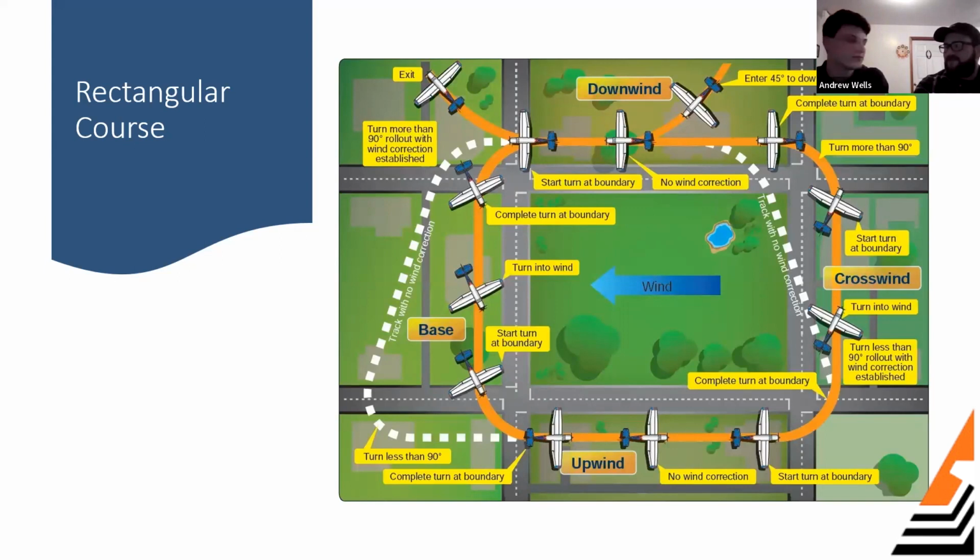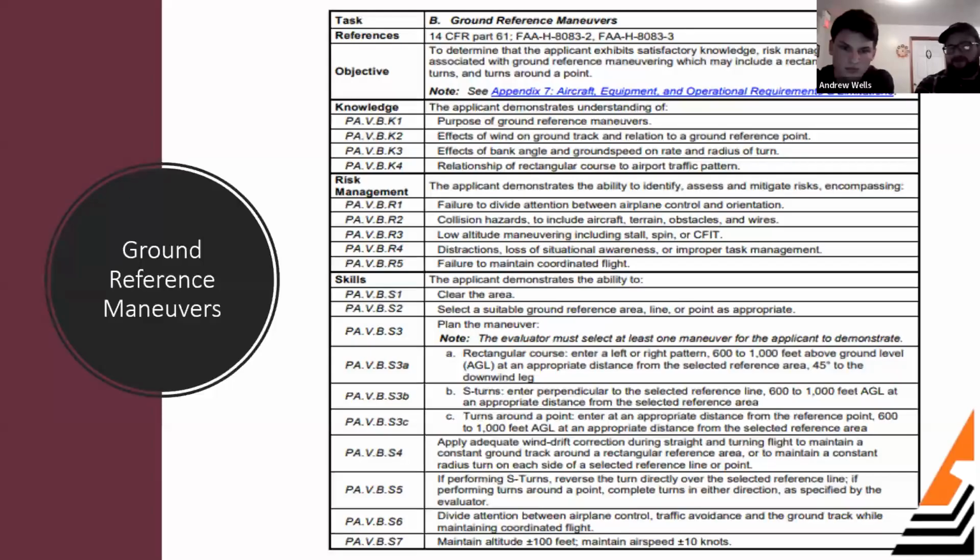And with all of these maneuvers, I believe it is plus or minus 100 feet. Yep. As well as plus or minus 10 for your airspeed. Yep. And as we said, traffic avoidance and ground track while maintaining coordinated flight, right? Dividing attention as we talked about earlier.